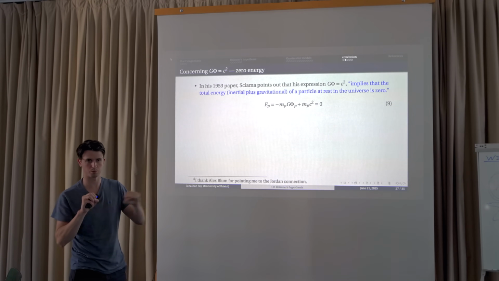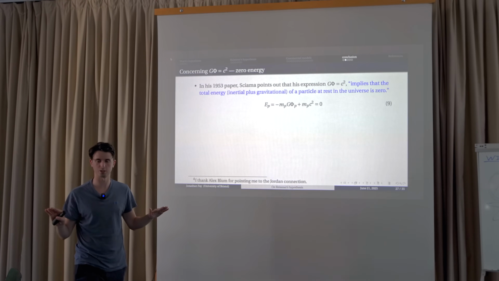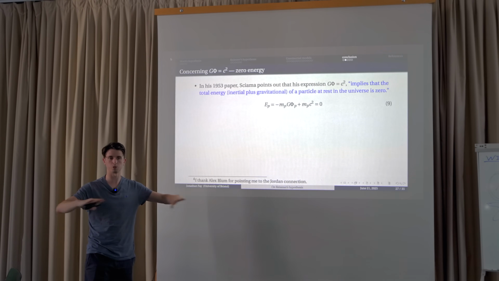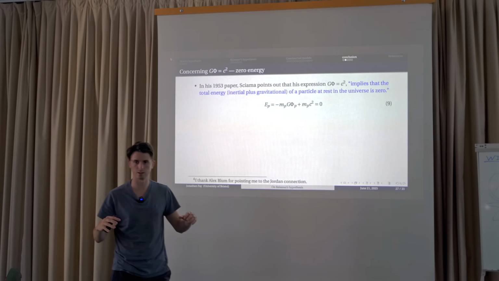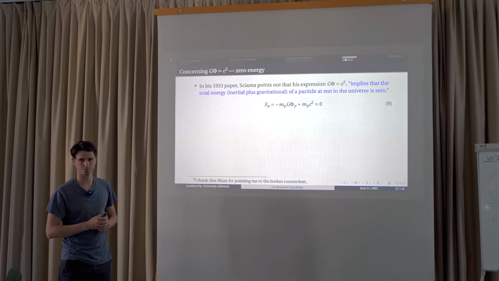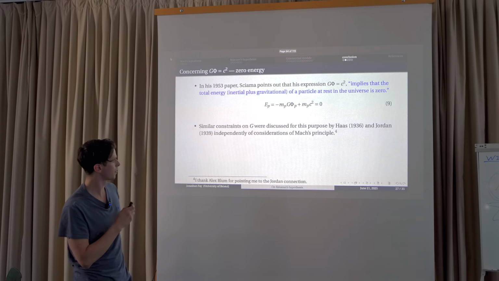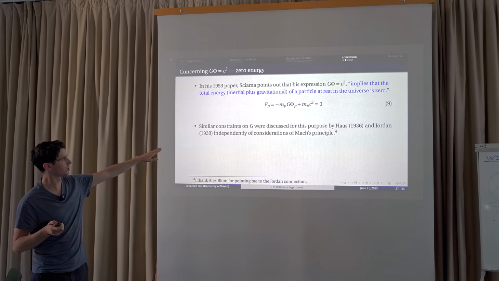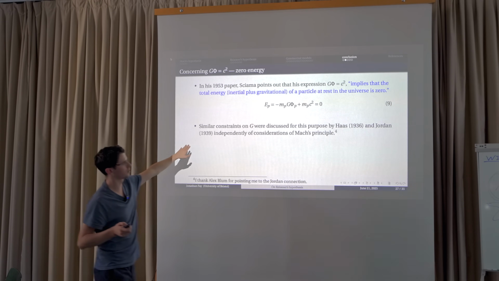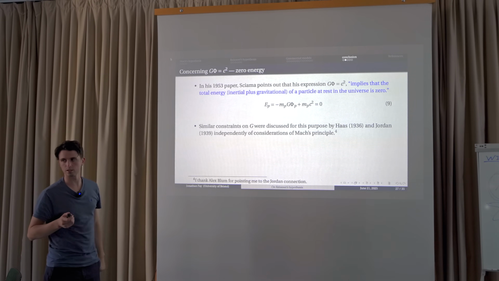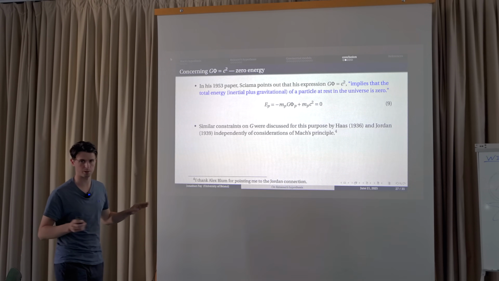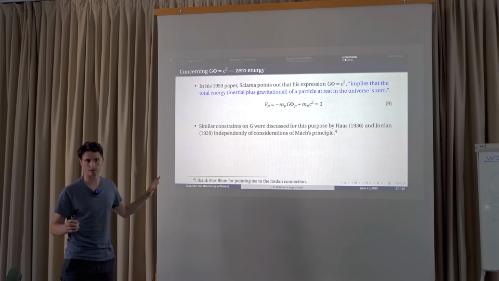You could remove all of the masses one by one and have nothing left, and you have the same energy. You have energy conservation, which, if we take it as a very general principle, is kind of what you would expect in a theory of creating the universe, right? A theory that's capable of explaining the creation of things. And so this has actually come up in this context. Similar constraints on G were discussed for just this purpose, especially by Haas in 1936 and by Pascual Jordan especially in 1939 and in some other papers too. And these were totally independent of considerations of Mach's principle.